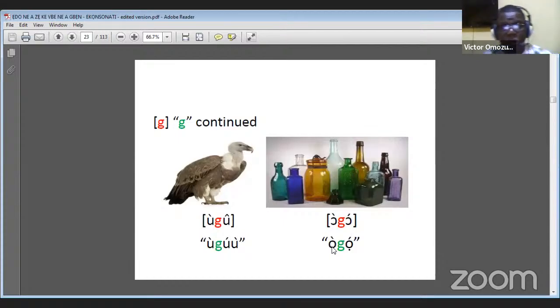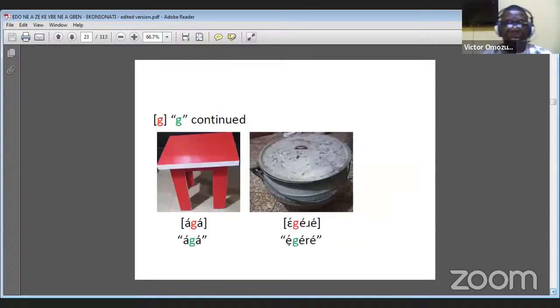Overe ugu. Ugu is vulture. And then the same gi overe ogo. That is bottle. The same gi overe aga. So aga in Edo is of different forms. Although some people, with the Yoruba influence, they will call that one Ijoko. It's borrowed from the Yoruba language, Joko. But Edo, the authentic word for it is Aga.